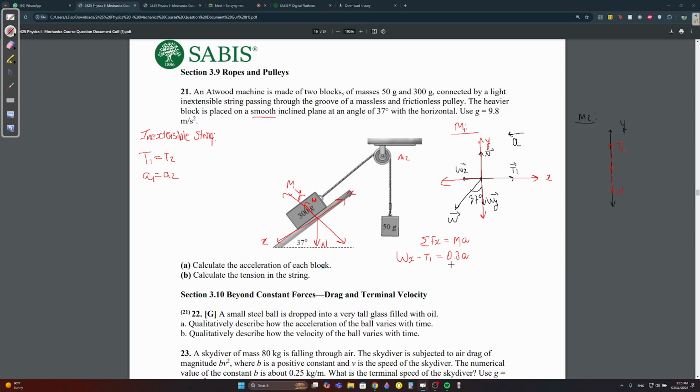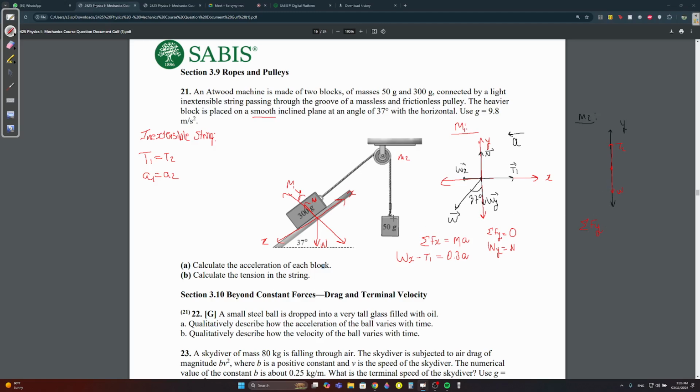We'll substitute later. Sigma Fy here is equal to 0, because the block is not moving up and down. So Wy is equal to N. These are steps you do all the time. For the hanging block, we don't have any Fx, so we just use sigma Fy.